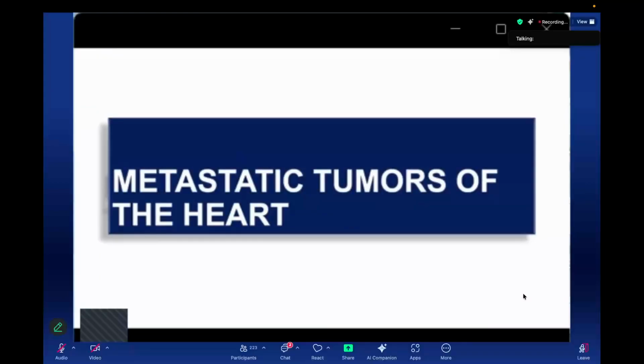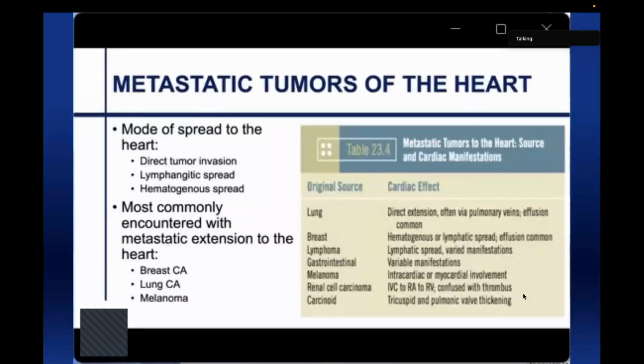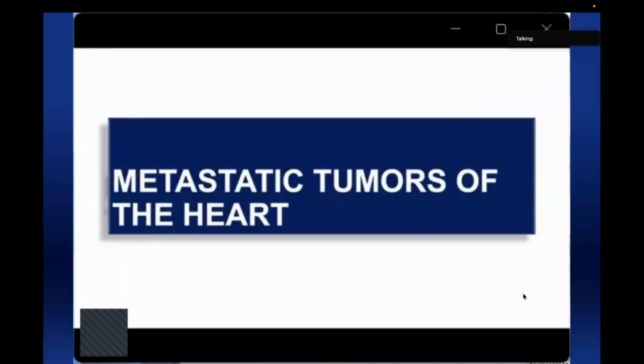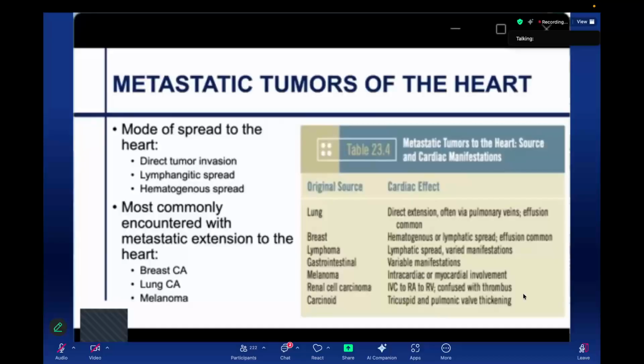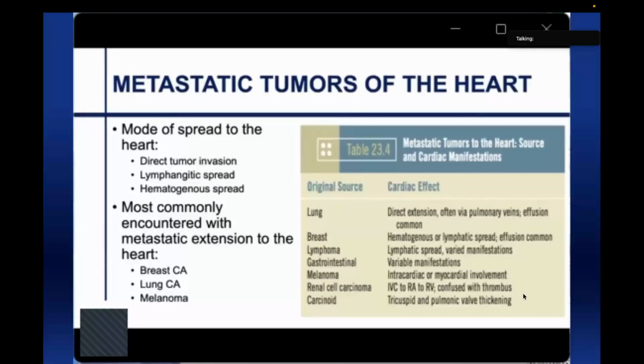Metastatic tumors of the heart. Okay. So, mode of spread to the heart, we have direct tumor invasion or lymphangitic spread or hematogenous spread. Most commonly encountered with metastatic extension to the heart, you have the breast cancer, lung cancer, and your melanoma. So, metastatic tumors to the heart, source and cardiac manifestations.